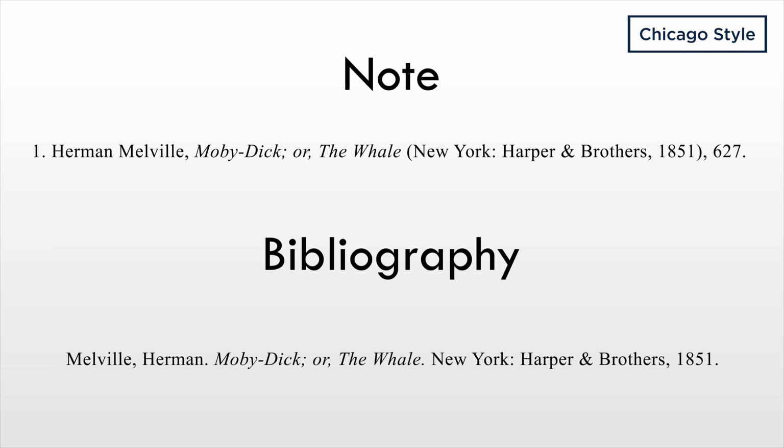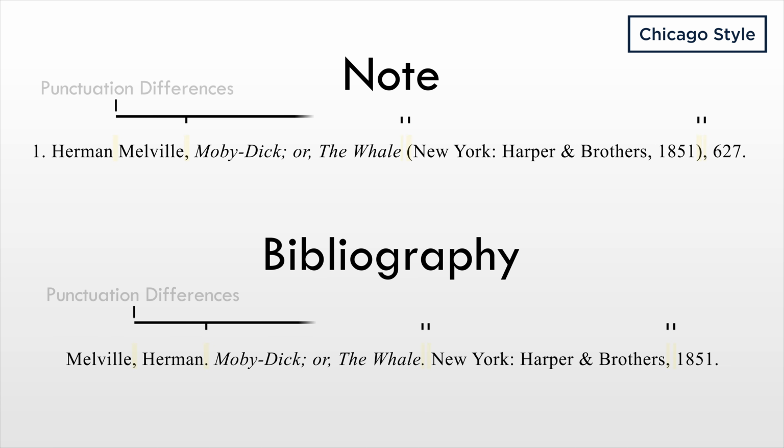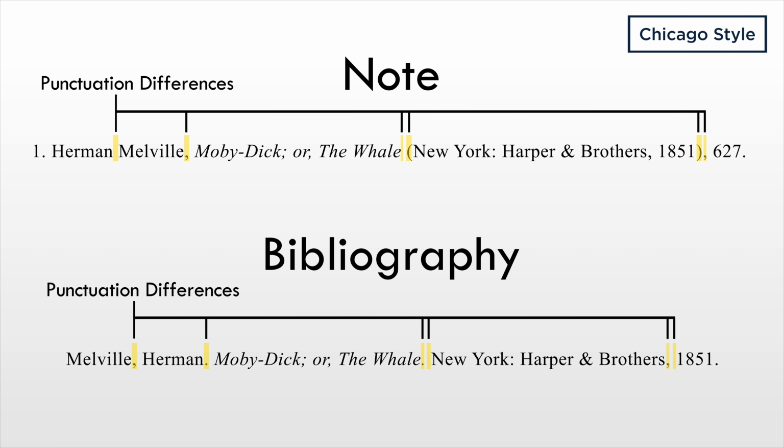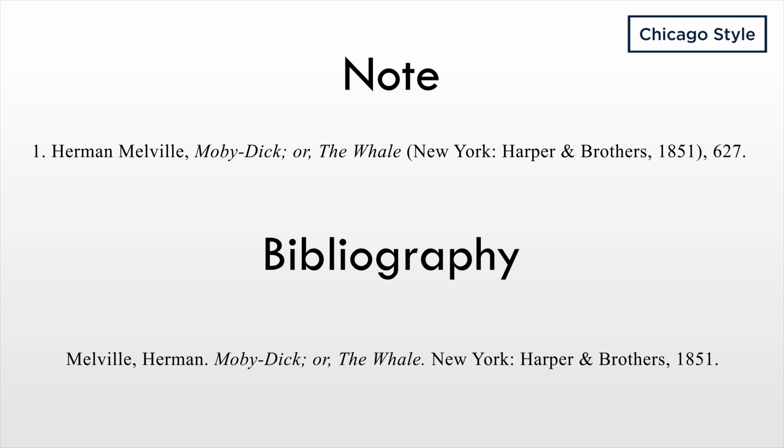What are some of the differences between note citations and bibliography citations in Chicago style? One difference is they do not use the same punctuation. In addition, the author's name appears in first name, last name order in a footnote or endnote, but in inverted order in the bibliography. Notice the differences in these examples.